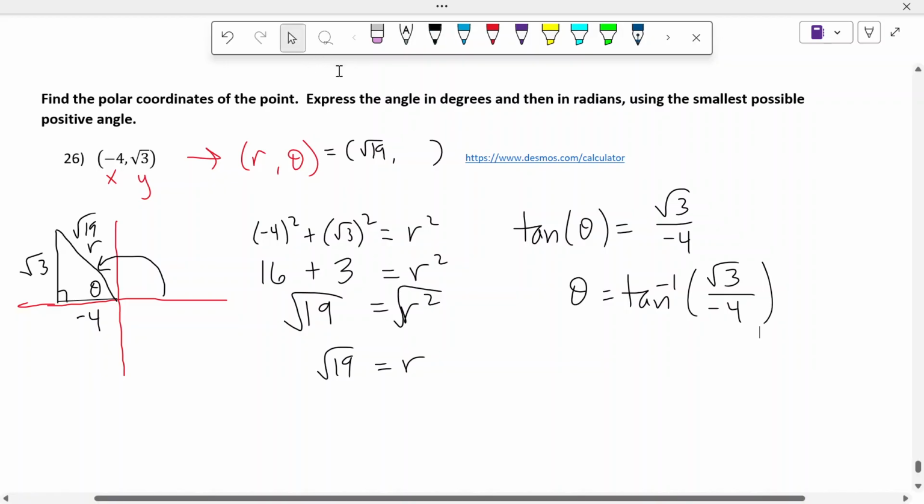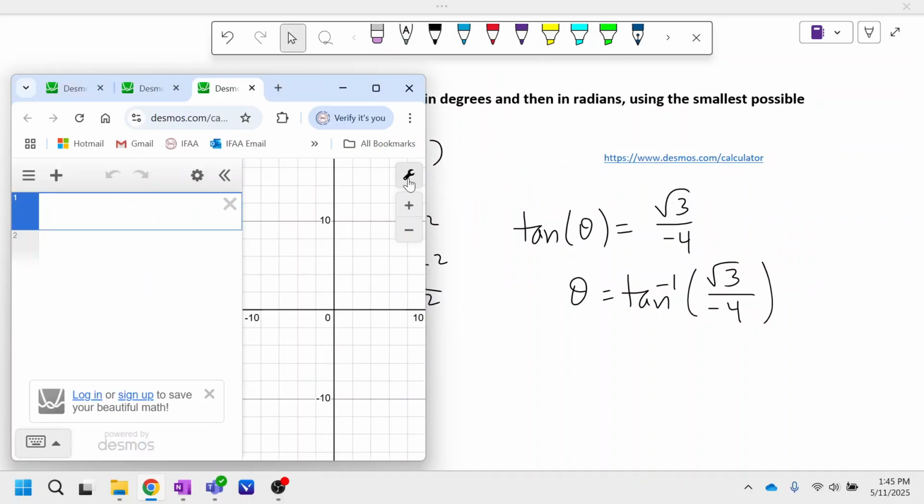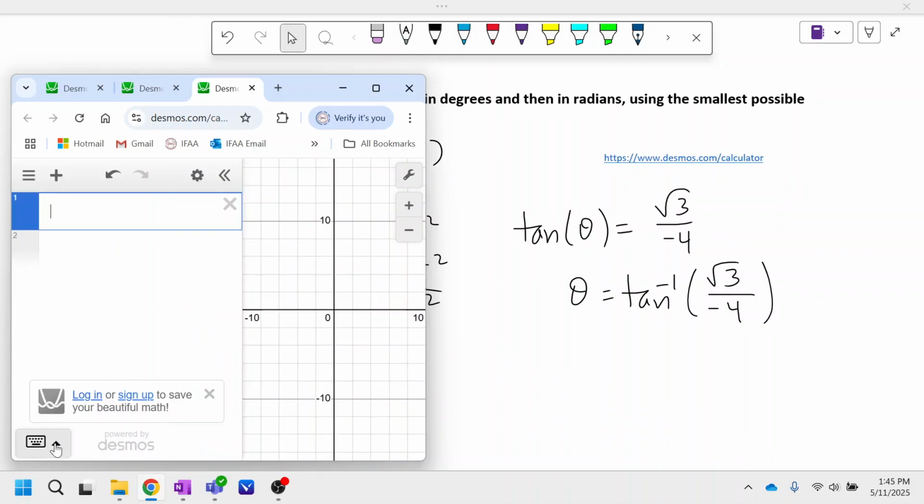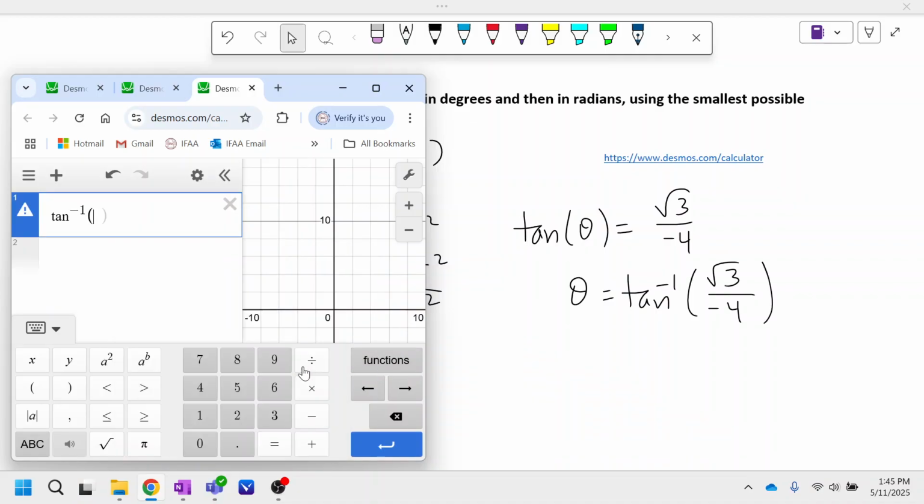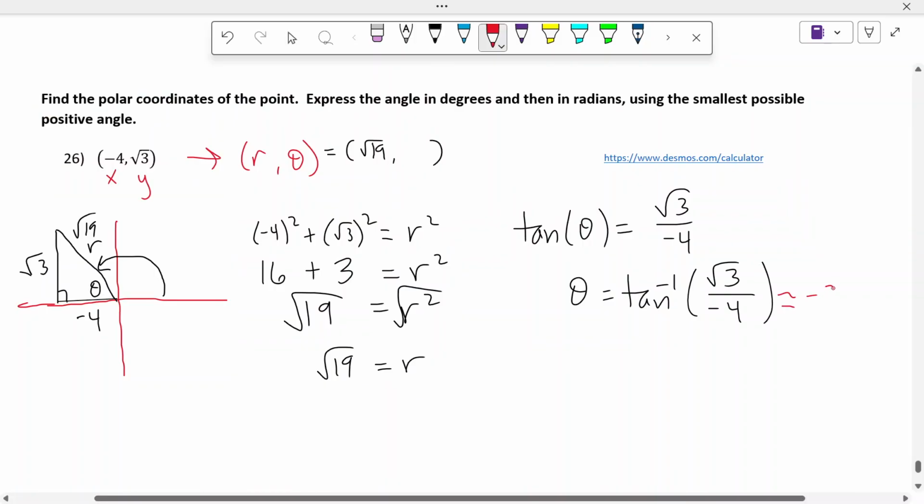So let's fire up Desmos to see what that is going to be. Tangent inverse of, and again, because I opened a new Desmos, let me make sure I'm in degrees. Let's go tangent inverse of the fraction with square root of 3 over negative 4. And it tells me the answer is negative 23.4-ish. So let me write that down, negative 23.4. And then we'll see why it gave me that. It's about negative 23.4 degrees.